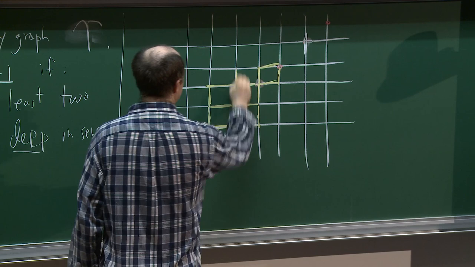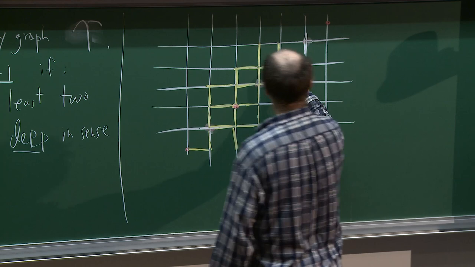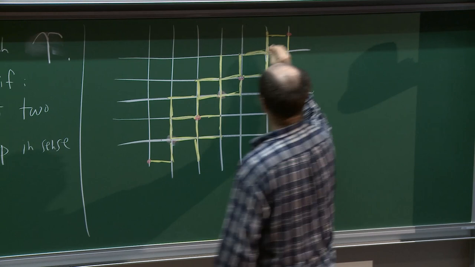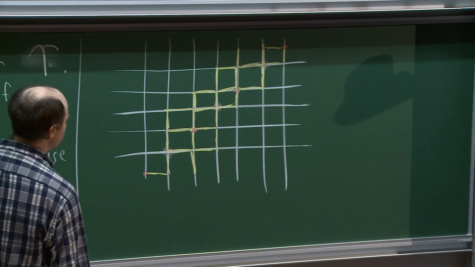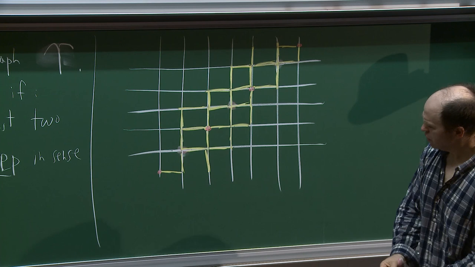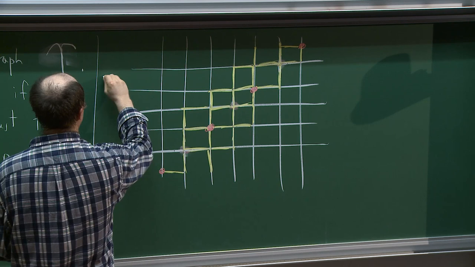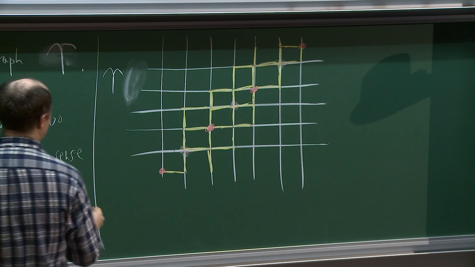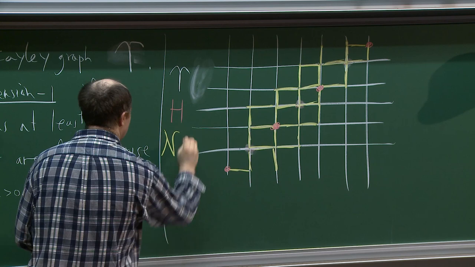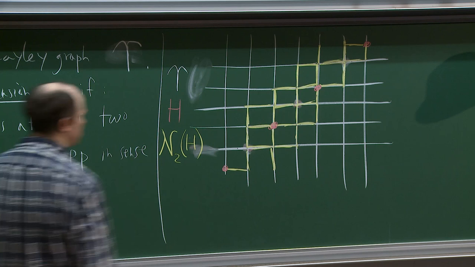I think that's what it looks like. Right, and now, as you can see, this yellow neighborhood of my subgroup, here's my subgroup. So I have the Cayley graph of the group. I have my subgroup. I have the two-neighborhood of the subgroup. And that yellow neighborhood cuts the Cayley graph into two.